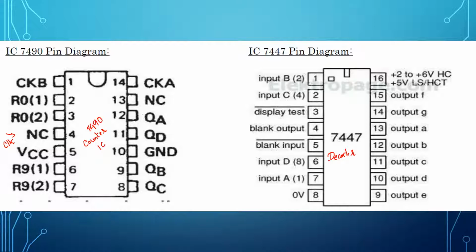For example, if you connect the output of your 7490 to the outputs of the digital trainer kit, it will show something like this: 0000, 0001, 0010, 0011, 0100. So it will go up till 1001. I am speaking about your mod 10 counter. If this output is in turn fed to the decoder IC, this decoder IC will be producing the decimal numbers. These numbers will be 0, 1, 2, 3 up till 9.